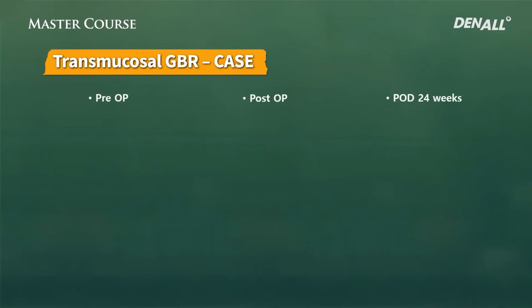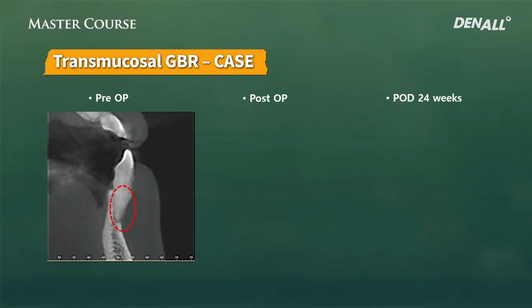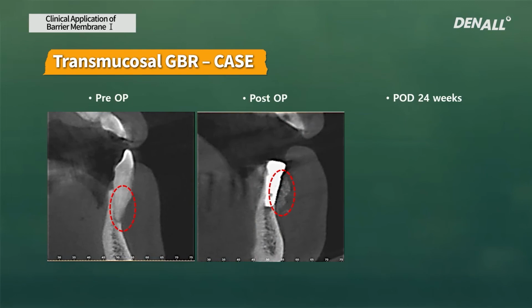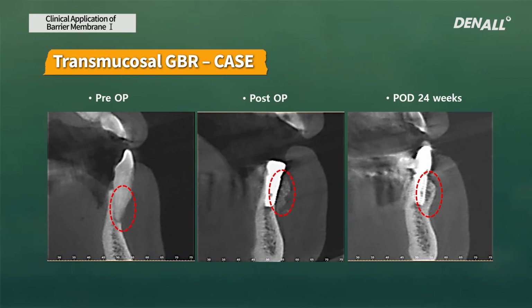Let's compare them over the passage of time. At number 33, which had a large labial bone defect, after the surgery, the bone graft around the implant is pretty much stabilized. Inside, you can see the cancellous bone. Outside, ideal cortical bone is made.